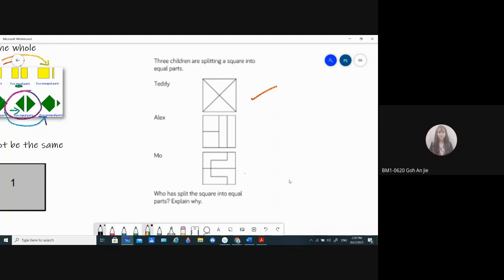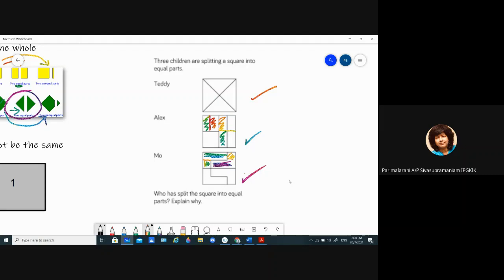Yes. Mo, yes? See, this part and this part are exactly the same, right? This part and this part are the same size. Same thing for the bottom. So more yes. Alex, if we divide it like this, this part is the same as this part, right? This part is the same as the bottom. Also correct, right? So all three of them have actually split the square into equal parts.